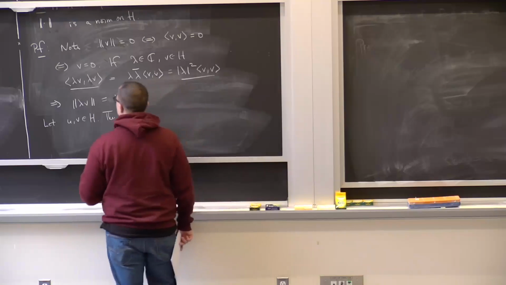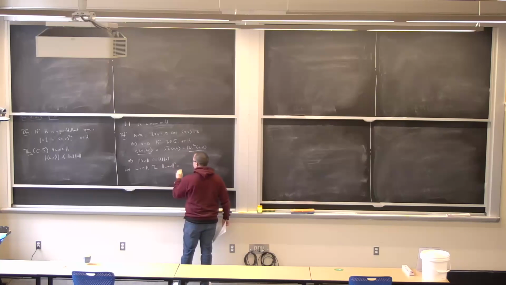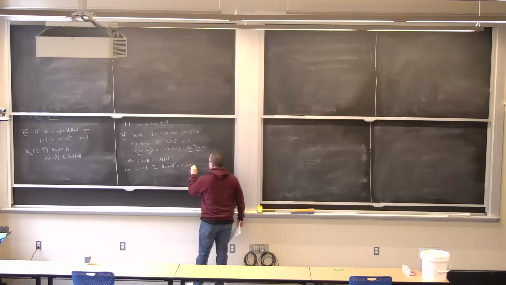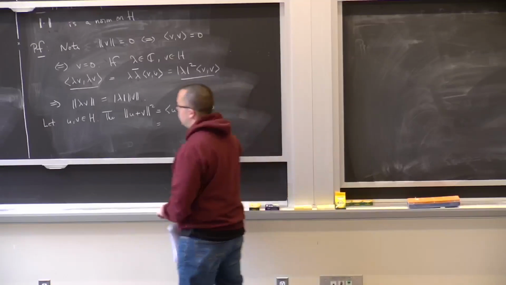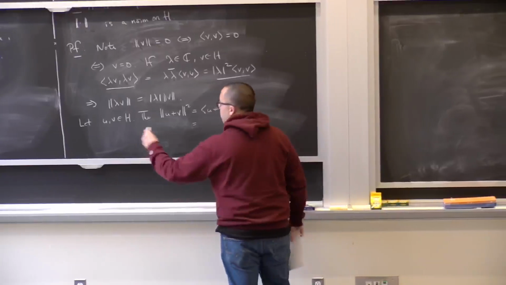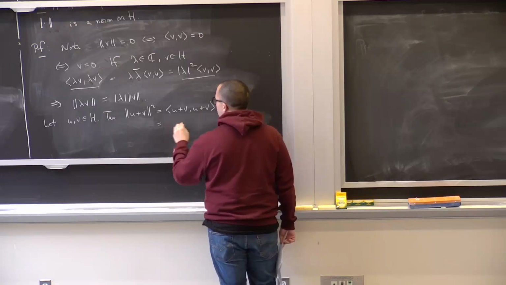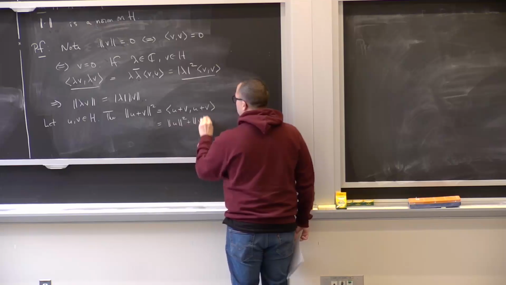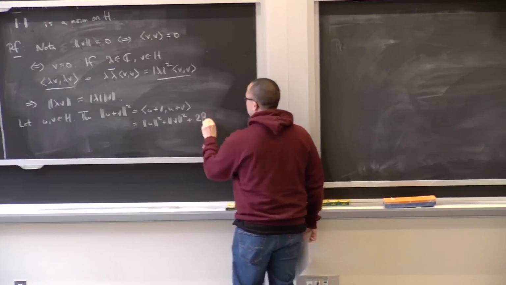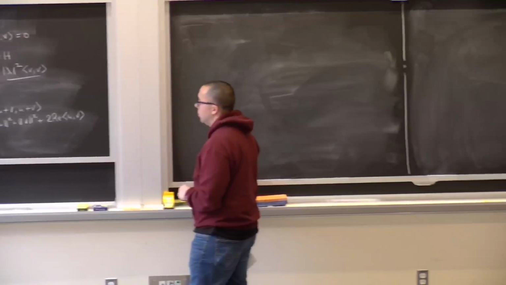Then if I compute the norm of U plus V squared, this is equal to the inner product of U plus V with U plus V, which is equal to, just how we computed it when we did the proof of the Cauchy-Schwarz inequality. And we'll use this identity quite often: the norm of U plus V squared is norm U squared plus norm V squared plus 2 times the real part of the inner product of U and V.